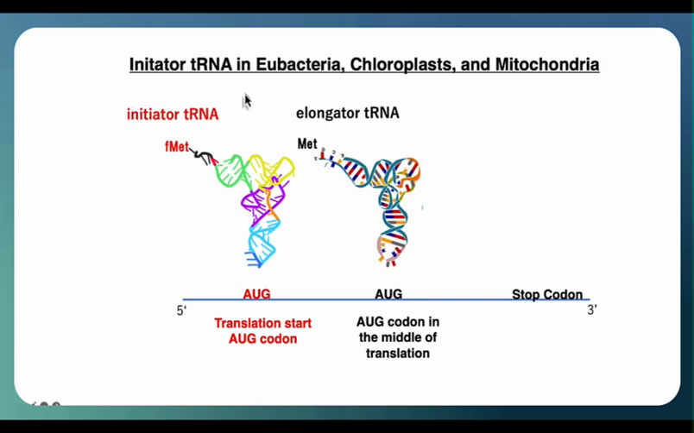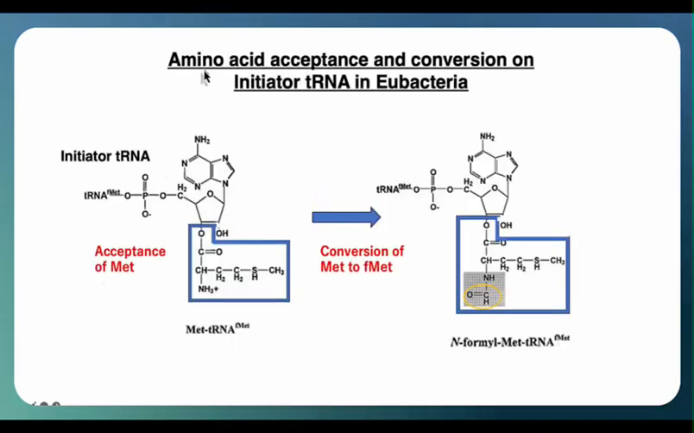On the other hand, the initiation of translation in eubacteria, chloroplasts, and mitochondria is slightly different. In these organisms, the initiator tRNA has formyl methionine instead of methionine. On the other hand, the elongator tRNA is charging methionine. I will explain the formyl methionine acceptance of the initiator transfer RNA in eubacteria.